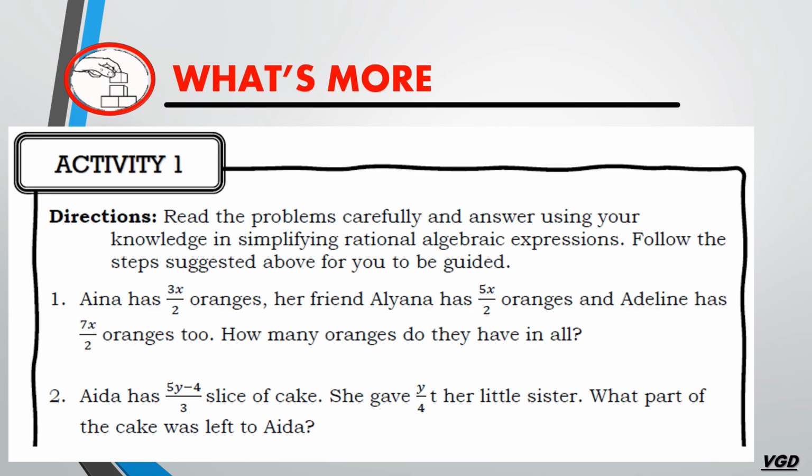Number 1. Aina has 3x over 2 oranges. Her friend Aliana has 5x over 2 oranges. And Adeline has 7x over 2 oranges too. How many oranges do they have in all? Number 2. Ida has (5y minus 4) over 3 slices of cake. She gave y over 4 to her little sister. What part of the cake was left to Ida?